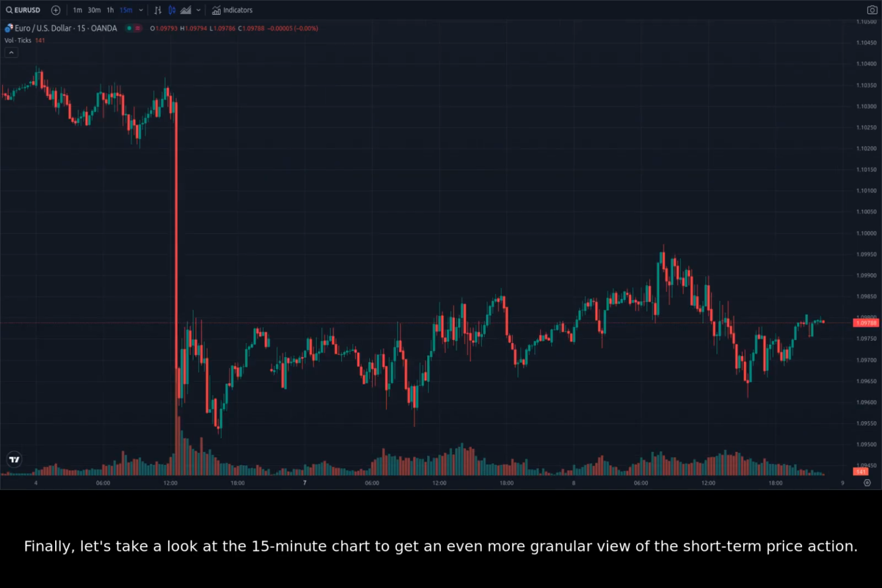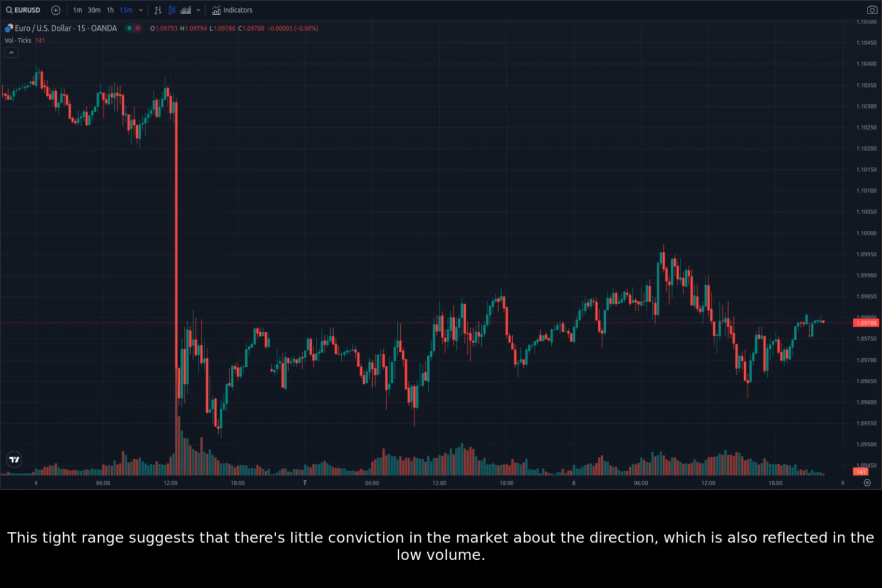Finally, let's take a look at the 15-minute chart to get an even more granular view of the short-term price action. Here on the 15-minute chart, we can see that EURUSD has been trading in a tight range over the past few hours. This tight range suggests that there's little conviction in the market about the direction, which is also reflected in the low volume.